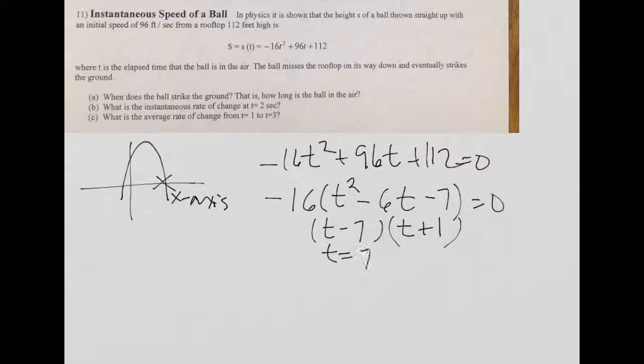Now I could factor the inside: t minus 7, t plus 1. So the time over here is 7 seconds, and the time over here comes out to be a negative. So if I was to graph it, it would be crossing at 7. So that's definitely 7 seconds.